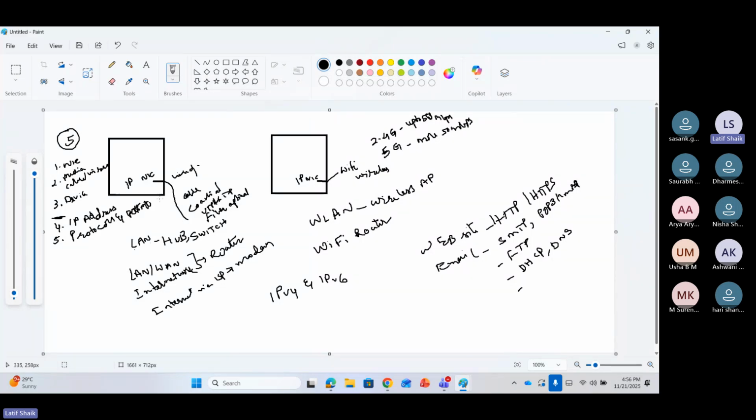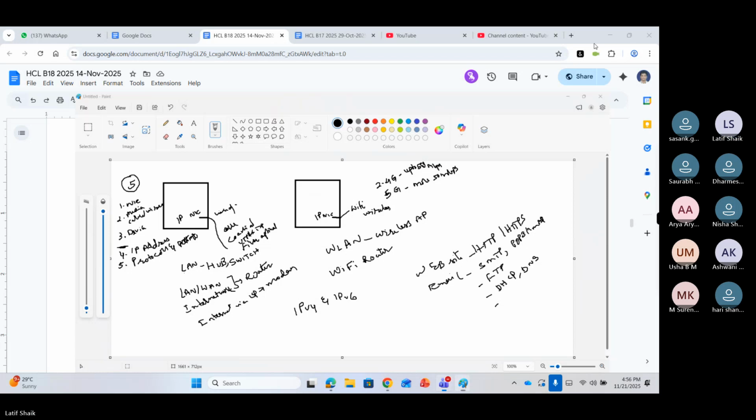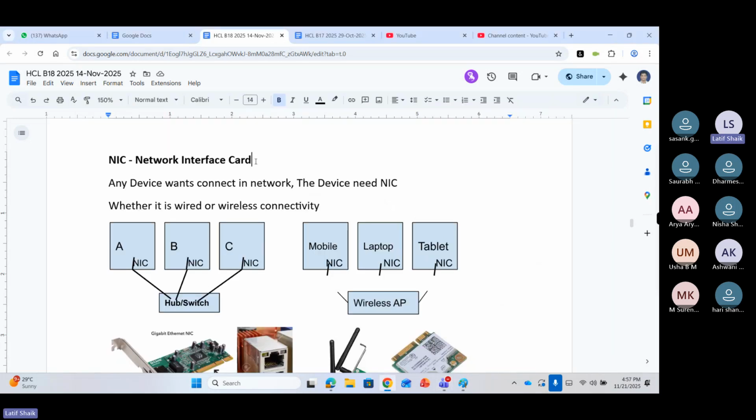The first three are for connecting. The next two are for communicating. Okay. So these are the 5 important things in your network. We'll see them one by one.